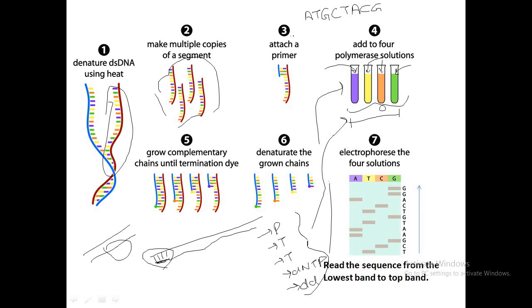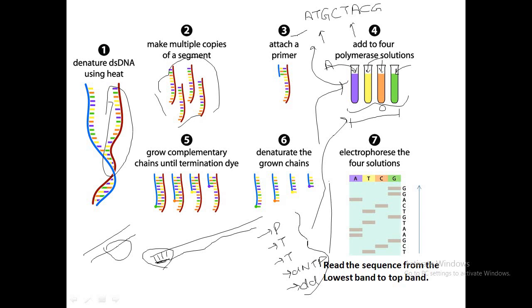So what will happen? Let us discuss this first test tube. What will happen in this tube? Because it contains dideoxynucleotide A, it will end in those places where A will be incorporated. A will be incorporated opposite this T and this T. Why? Because the complement of T is A.